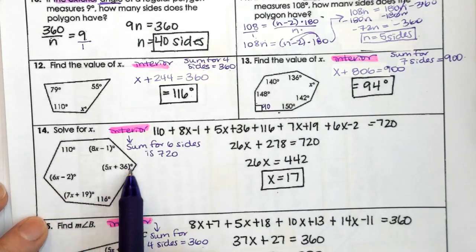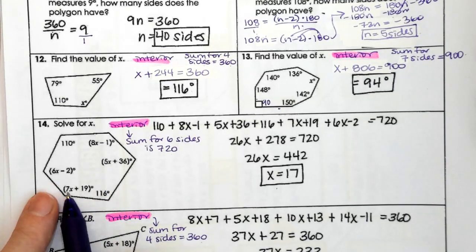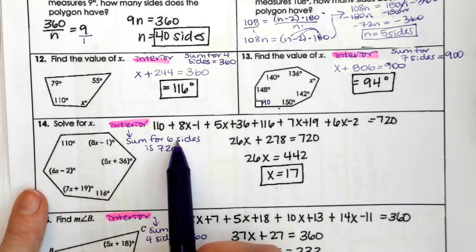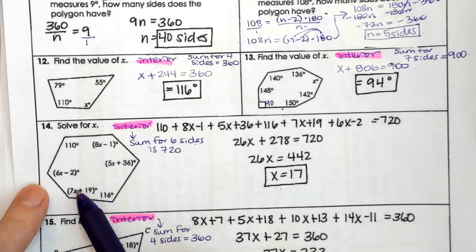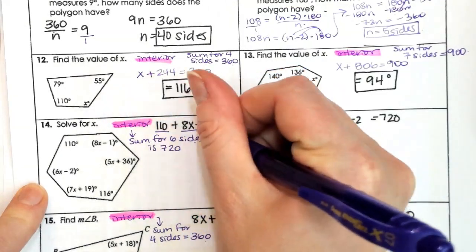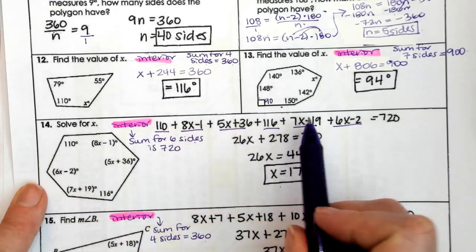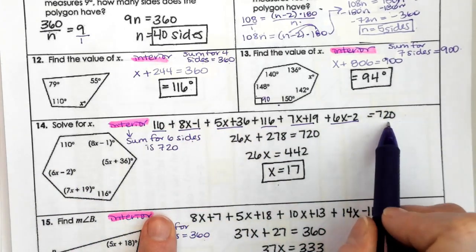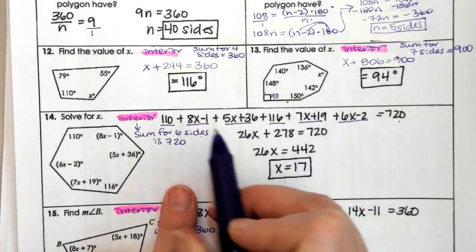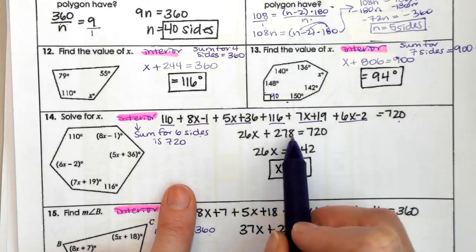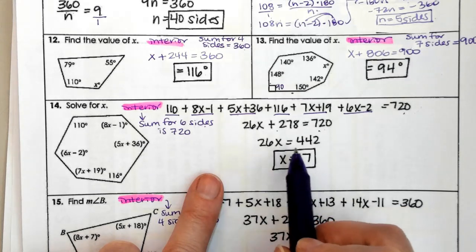Same idea here. I'm looking and I'm seeing these are angles that are inside the shape. They're interior angles. And if I look, this is a 1, 2, 3, 4, 5, 6-sided shape. And so if I find the sum for a 6-sided shape, it's 720. So I would show that when I add all 6 angles together, their sum, because I'm adding all of them, is going to be 720. When I started to combine my like terms, I combined all of my x's and all of my constants, and so then I get a much simpler equation. I would take away 278 from both sides and then divide by 26.